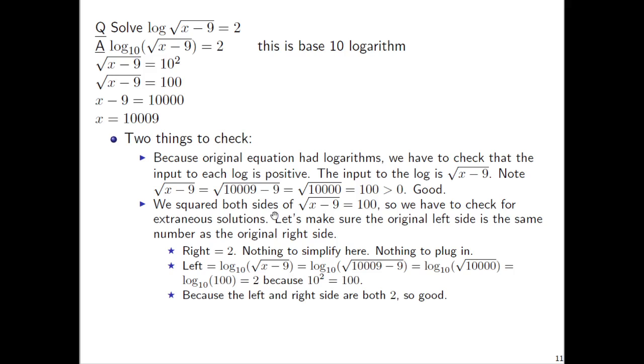We checked for different things, to be really honest. We checked that root x minus 9 itself was positive, but then we also checked that the original entire left side and the original entire right side end up being the same number because we squared both sides at some point. The conclusion here is that x equals 10,009 is a solution, and in fact it's the only solution.